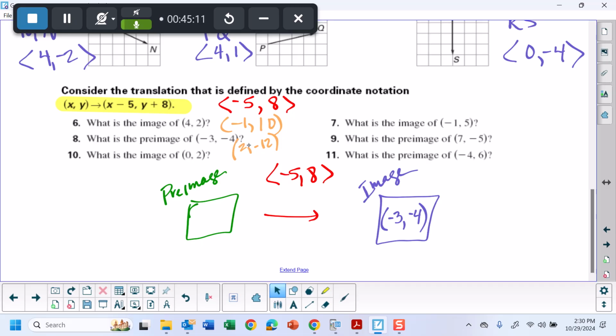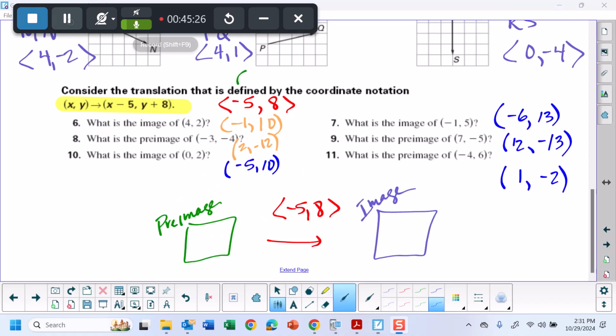With your partner, go ahead through and talk about 10, 7, 9, and 11. Go. Oh, really? I'll just do it. How did we do? Okay. Yeah. All right, good.